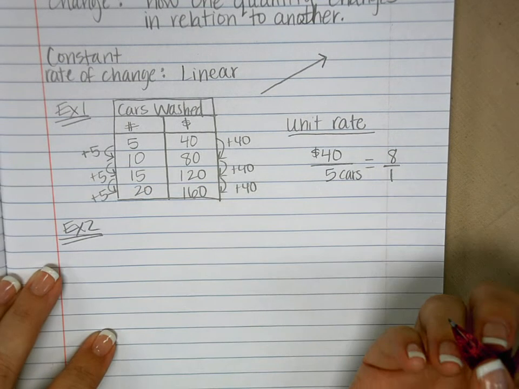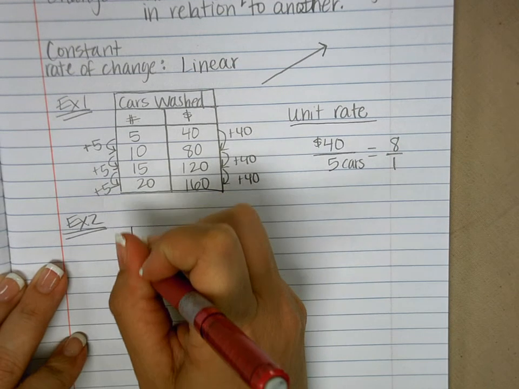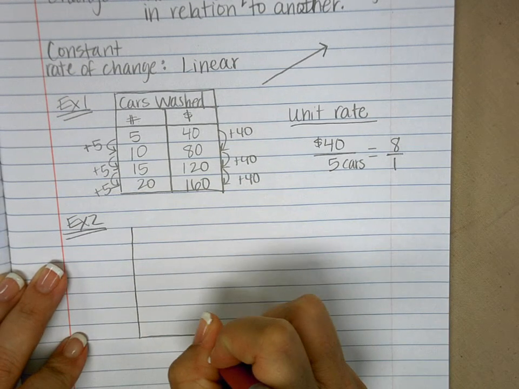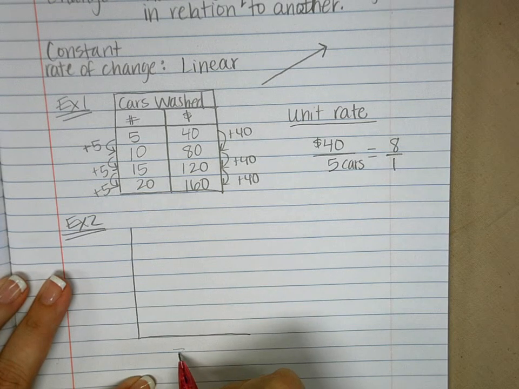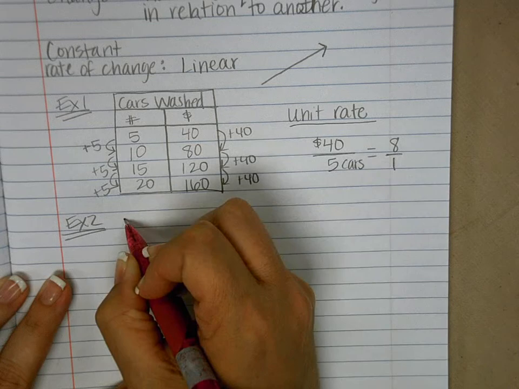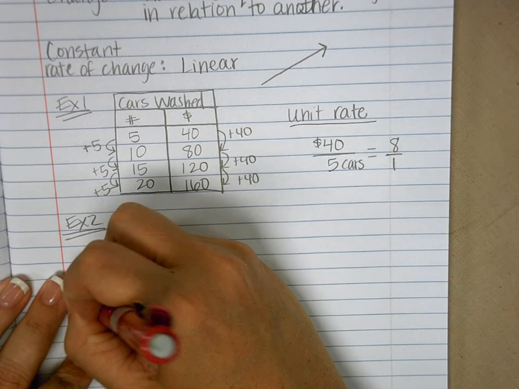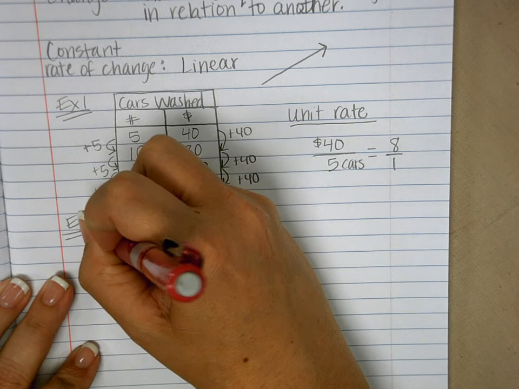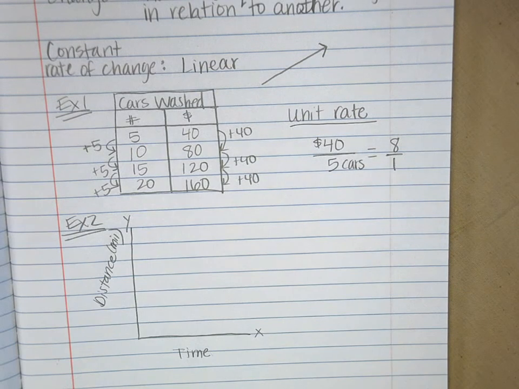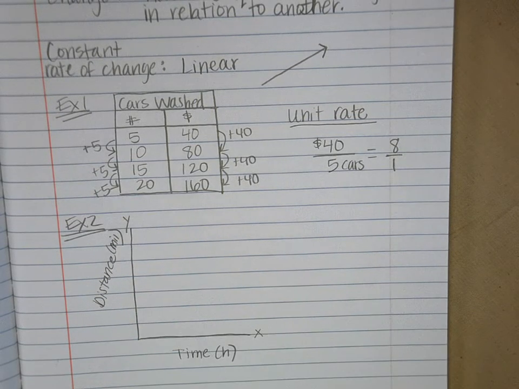Okay, so example 2. I'm just going to sketch out a quick graph. And we're going to say that the bottom, the x, right, this is the x, will be time. And the y will be distance. And we'll say the distance is in miles. Distance in miles. And time we'll put in hours. It's easier that way.